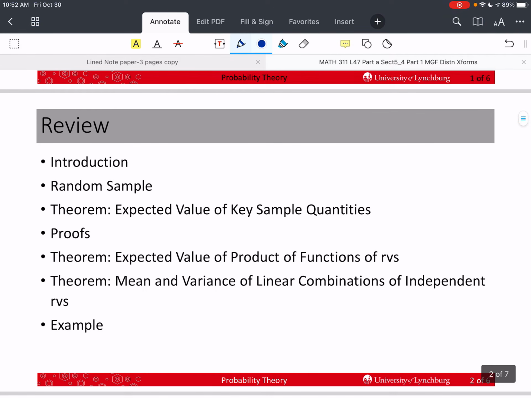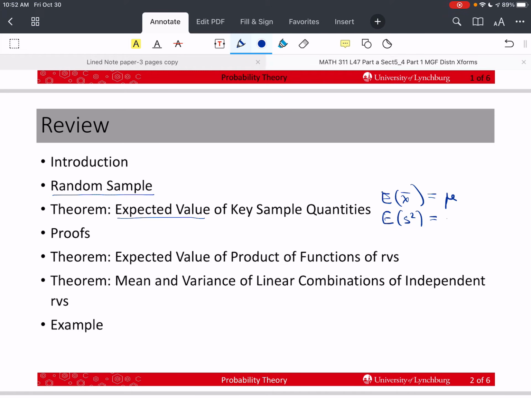In the last section we discussed multiple independent random variables and defined a very important quantity called the random sample. Then we talked about the expected value of some of these key sample quantities, such as the expected value of x bar equals mu. X bar is the sample mean, mu is the population mean, and so this makes x bar unbiased. And the same was true for s squared. That is equal to sigma squared. So the expected value of the sample variance is equal to the population variance. So that makes these both unbiased estimators.